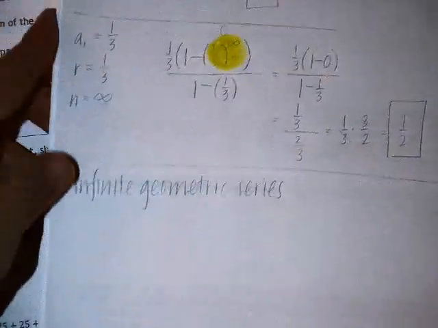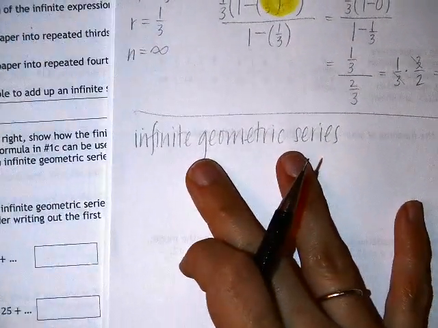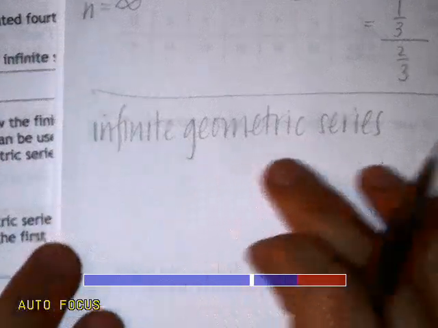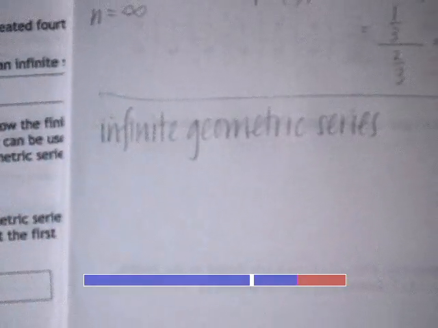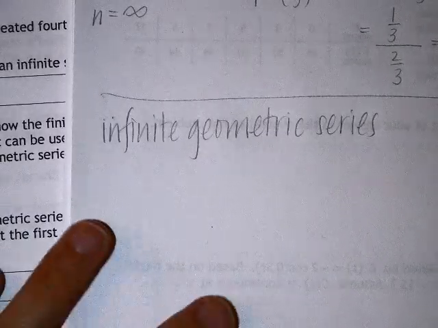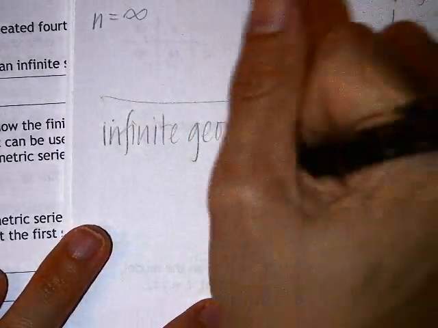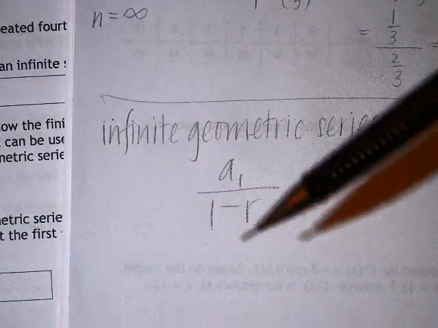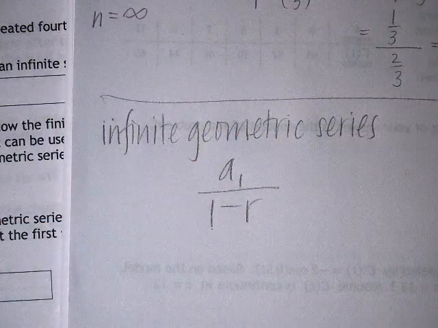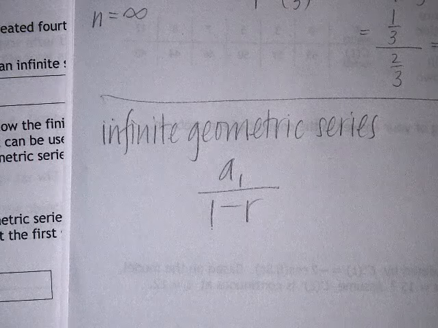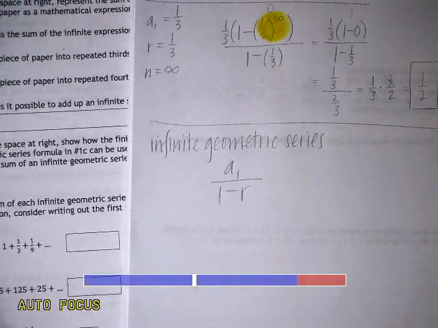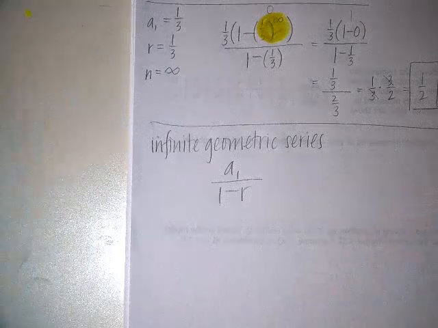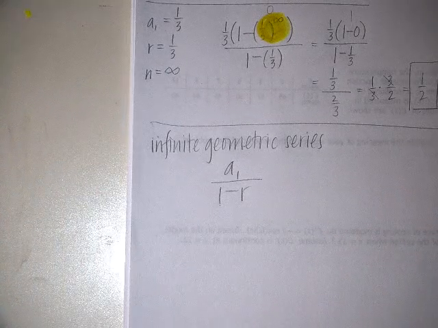So to summarize, the formula for an infinite geometric series, and I'm writing this on a separate sheet of paper, which I'll explain in a second, is a sub 1 on its own over 1 minus r. It's a modification of the original formula for a geometric series. So, to summarize, you now have 2 geometric series formulas.